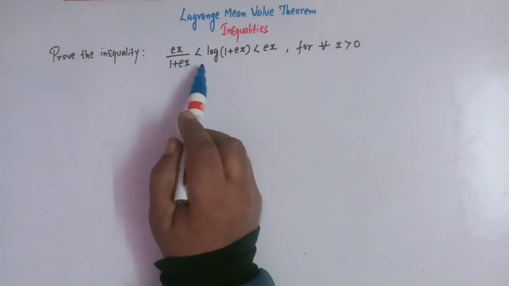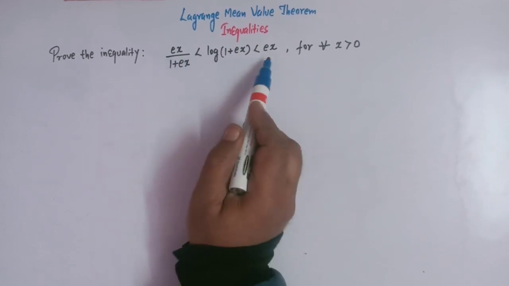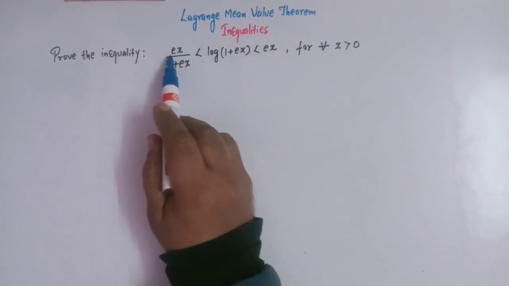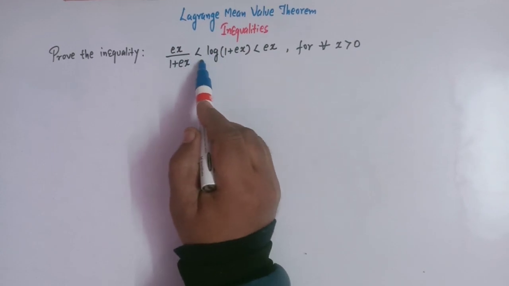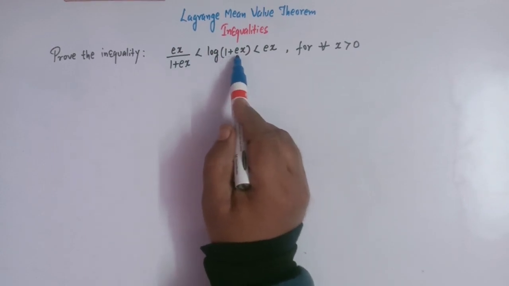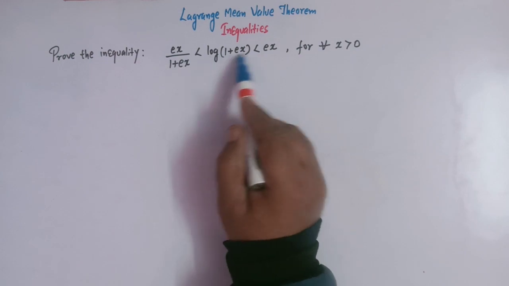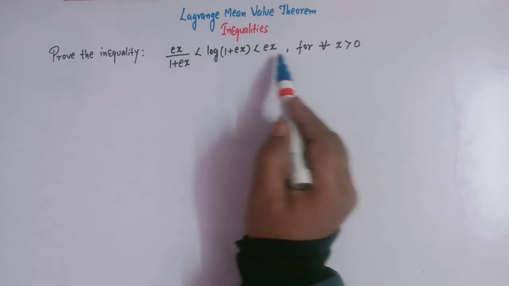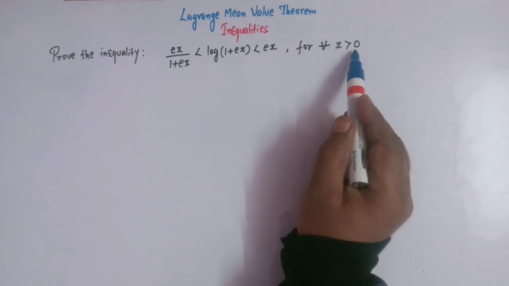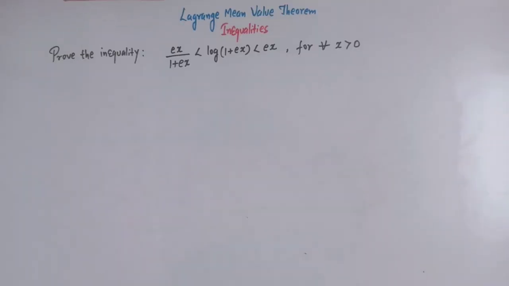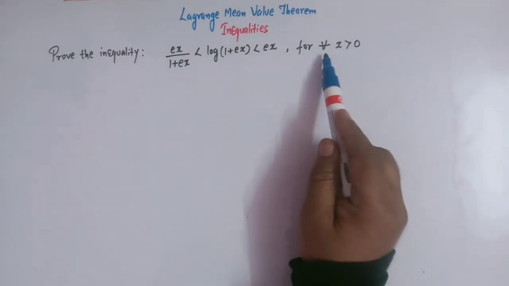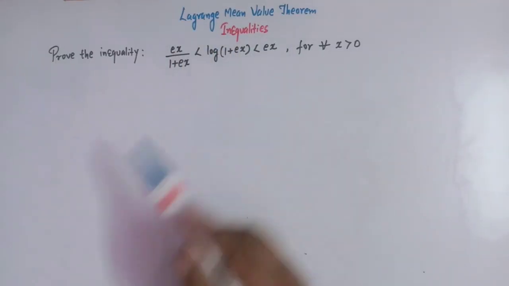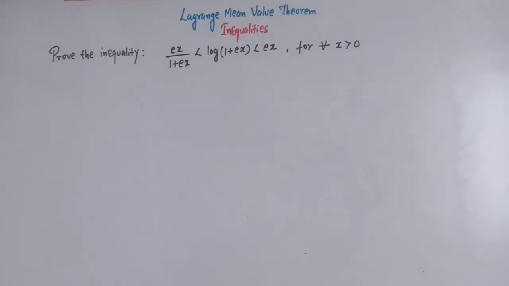So here what we have to prove, here we are given this inequality, that is ex divided by 1 plus ex, where e is the exponential number, which is less than log of 1 plus ex, and that is less than ex, right, for all values of x greater than 0, right? So we'll prove this important inequality for all x greater than 0 using Lagrange's mean value theorem, right?